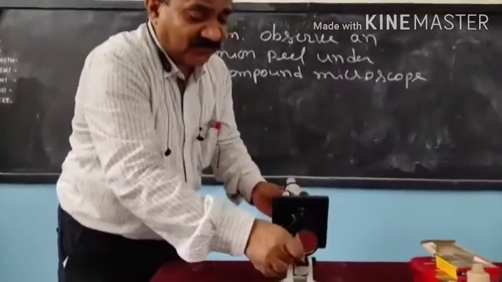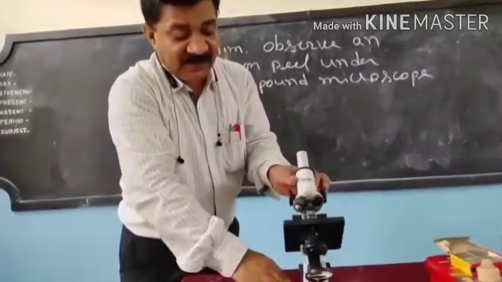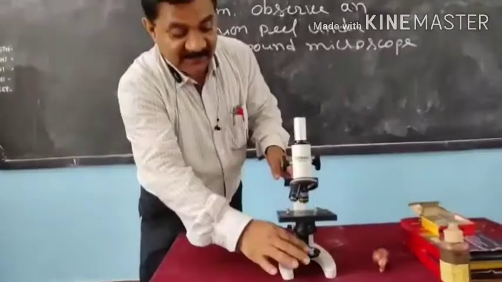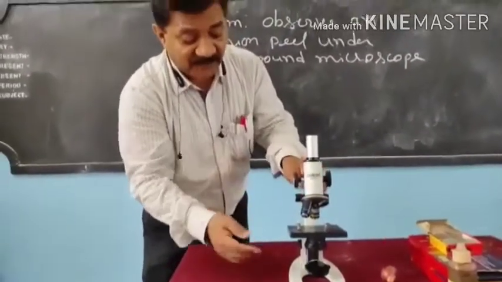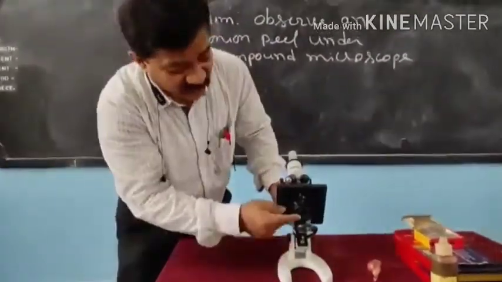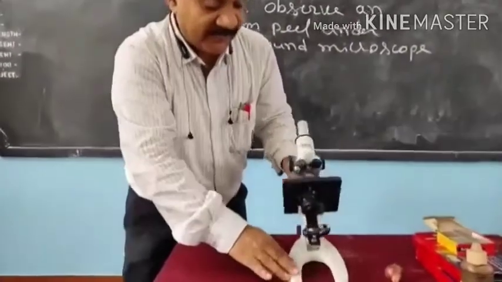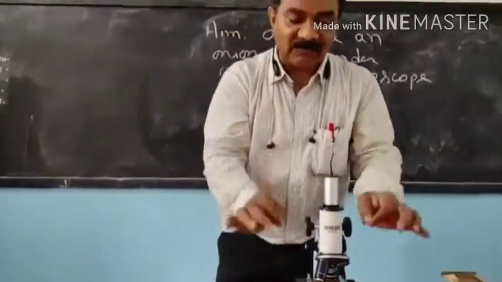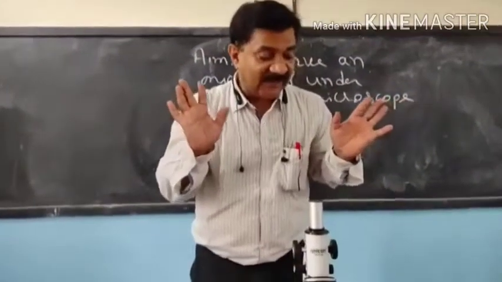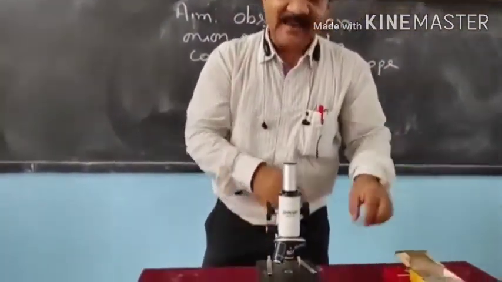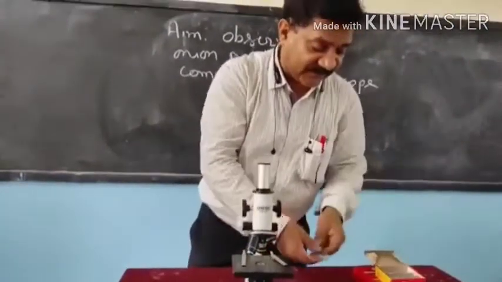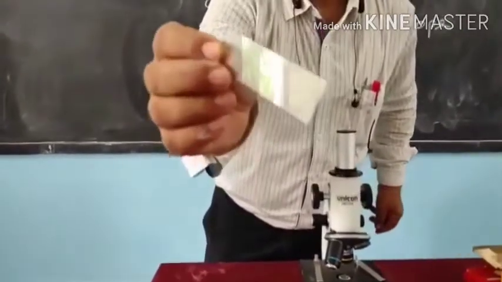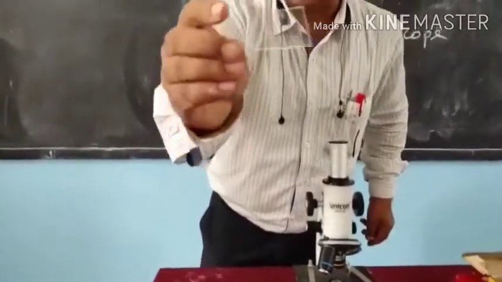Now what is the use of this mirror? The mirror will reflect light from downward, and the light will pass through the diaphragm and the picture will become clear here. If we keep a thing on the stage, we can see a clear picture, and we can keep only a slide and see. You can see in my hand, this is a slide, a rectangular glass slide.